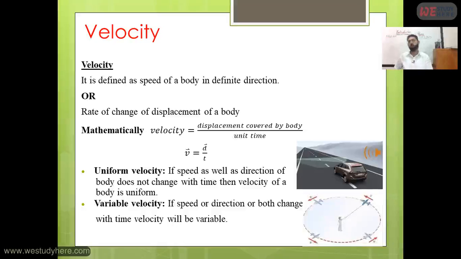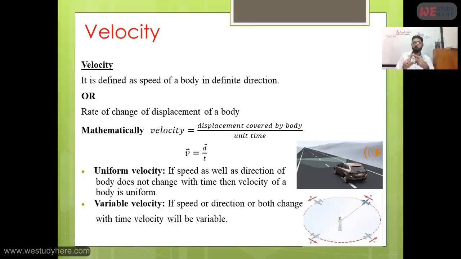Whenever you are going to define any quantity, for example speed, you should know the definition of speed, what speed is. How will you define it? That is distance covered in a unit time. The second is the mathematical form of that quantity: which two quantities can be divided or multiplied to get this quantity.